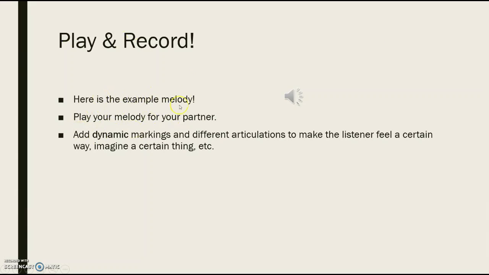Listen to the example melody, play your melody for your partner, and then mess around with the dynamic markings and different articulations to make the listener of your piece either feel a certain way, imagine a certain thing, and you get to be creative.